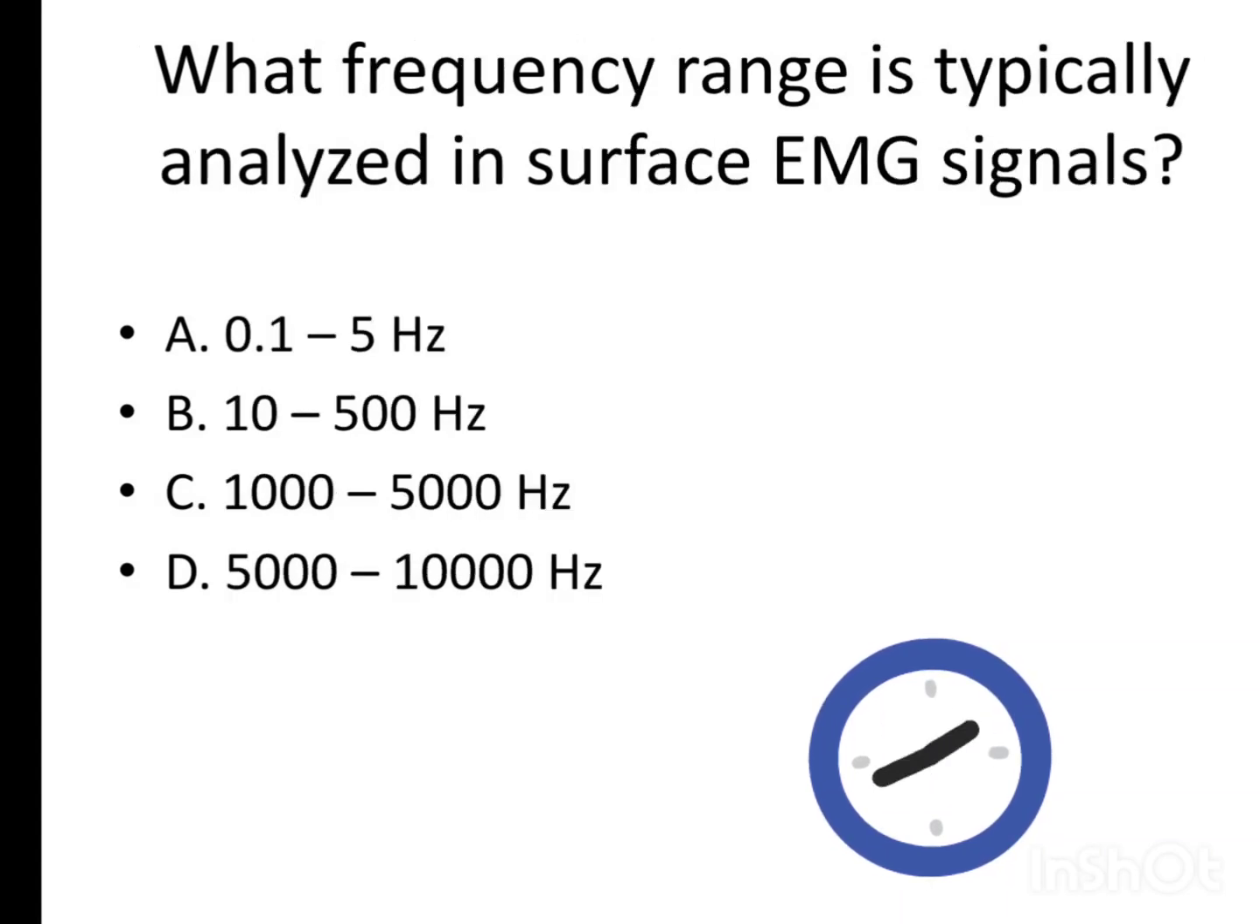What is the frequency? You have to decide the EMG frequencies beforehand. What frequency range is typically analyzed in surface EMG signals: 0 to 5 hertz, 10 to 500 hertz, 1000 to 5000 hertz, or 5000 to 10,000 hertz? If you go through the SENIAM guidelines and protocols for EMG signals, it is written there. To get correct EMG amplitude from a particular muscle, you have to decide on 10 to 500 hertz.